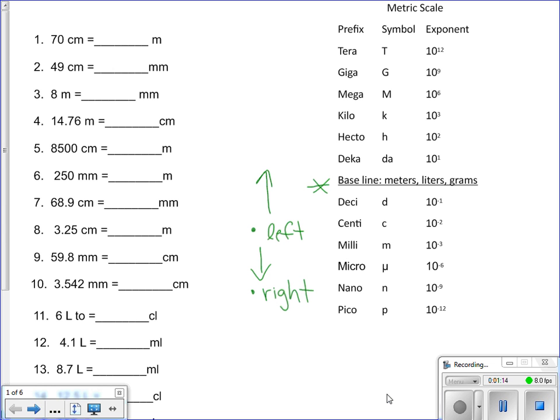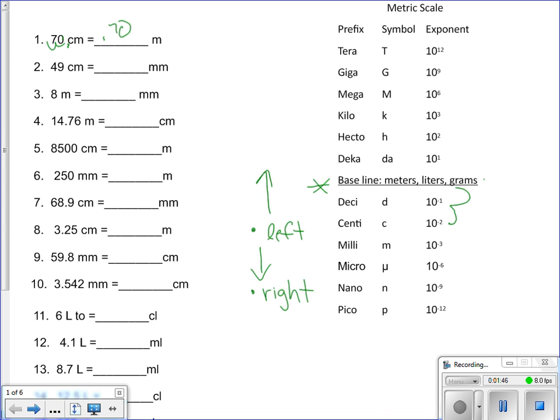So number one, we have 70 centimeters. Centimeters is here, and we have to get to meters. So we're going up 2 steps. If we go up the scale, we move our decimal to the left. We went up 2 steps, so we move our decimal 2 times. The decimal is understood to be after the 70. So our answer should be 0.70. We moved our decimal 2 times.